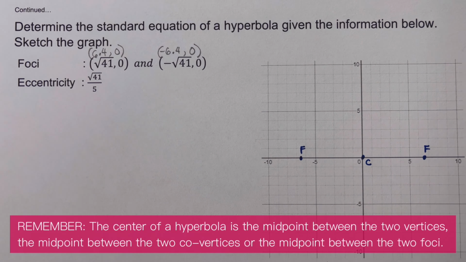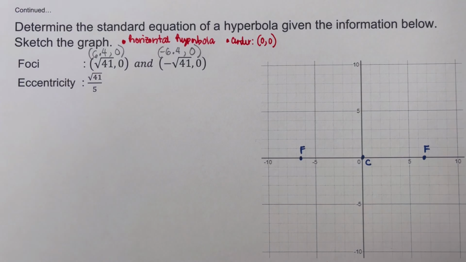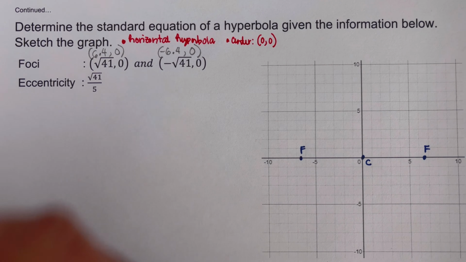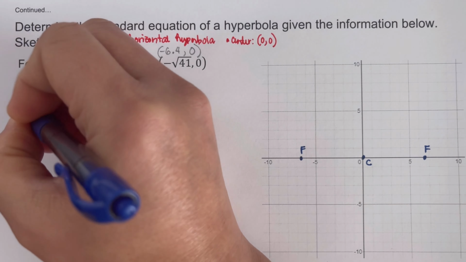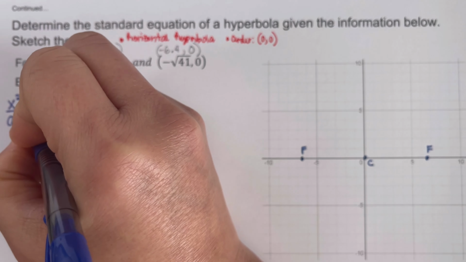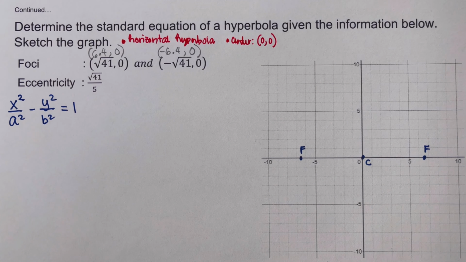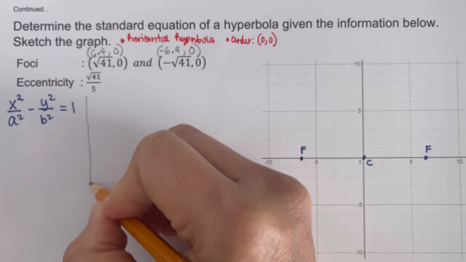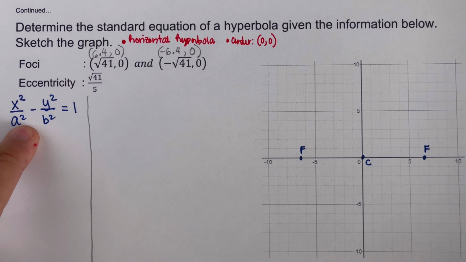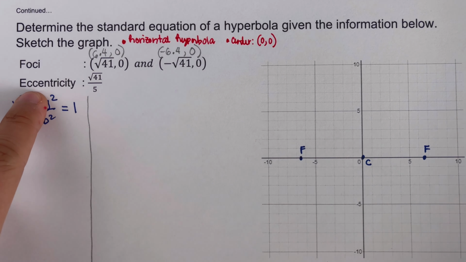So I'm going to go ahead and write that information up here. Since this is a horizontal hyperbola, the general equation is x squared over a squared minus y squared over b squared equals 1. So we need to determine the values for a and b so that we can complete this equation. We don't have an a or a b, however, we're given the eccentricity.